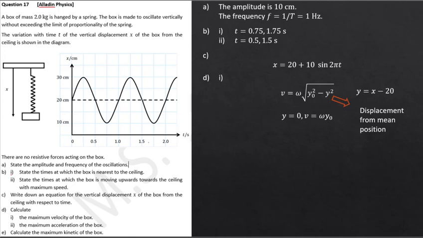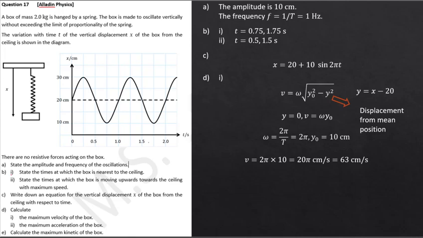So, if we substitute the values, we have omega is equal to 2 pi upon T and T is equal to 1 second. So, we have omega is equal to 2 pi. And the amplitude is 10 centimeters. So we have the maximum velocity to be 63 centimeters per second.